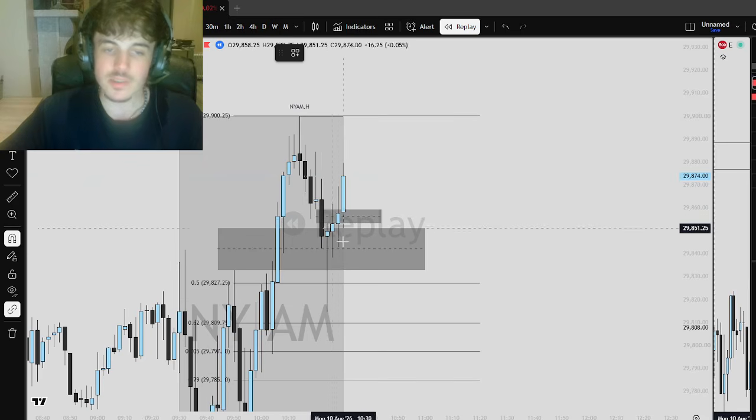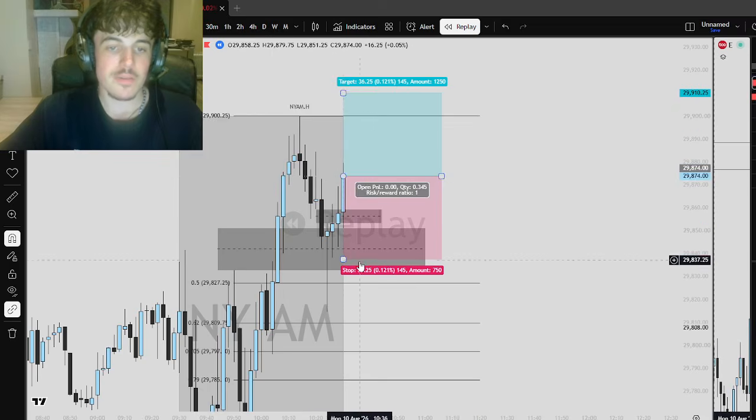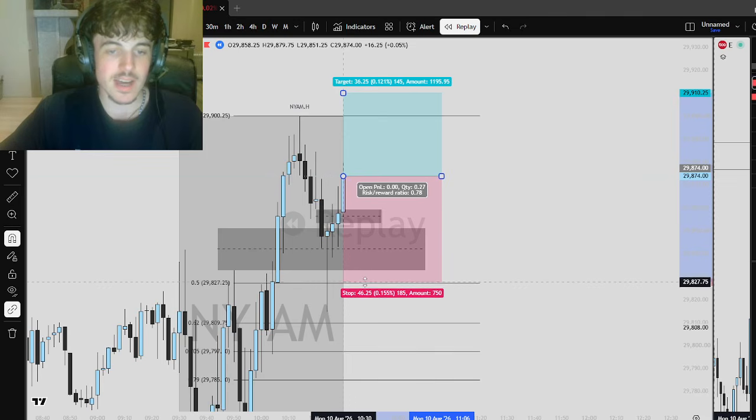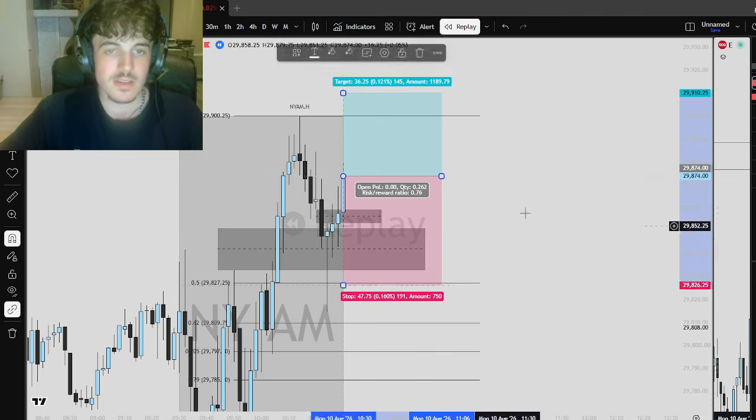And we tested it once, failed to go lower, tested it again, failed to go lower. Rejected off this little rejection block that we have here, and then there we go. We get a nice clean entry here. I think I had my stop loss right below CE, so it's around here.